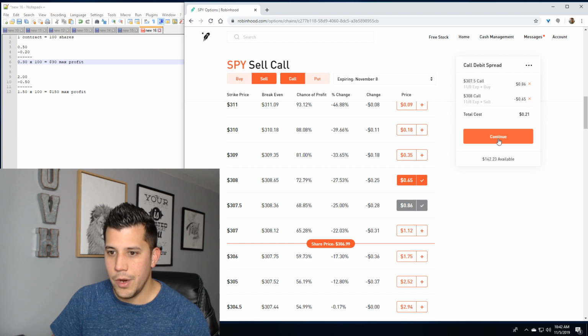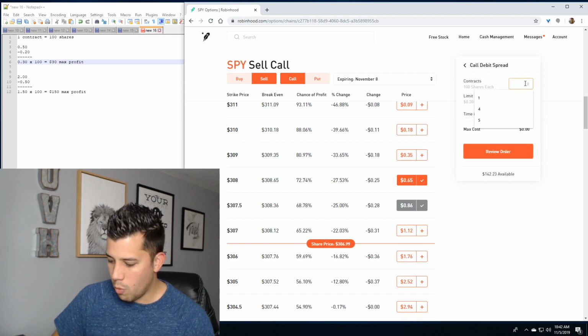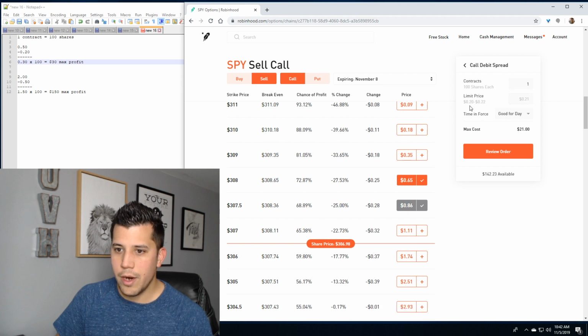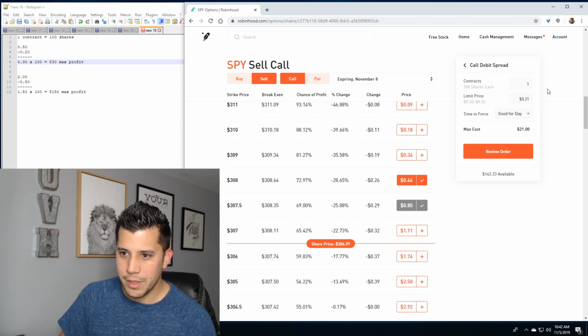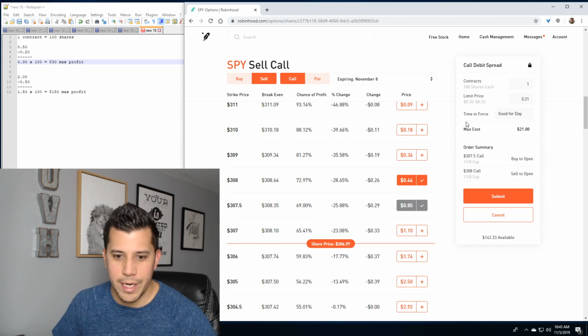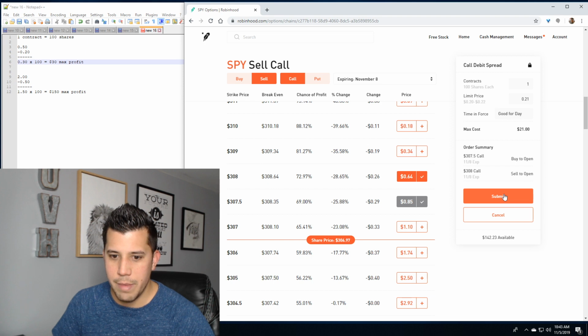Right now, this is going for 21 cents. I'm just going to hit continue and put a one lot in there. So I'm just going to buy one. You can see here the bid and ask. The bid's 20 cents, the ask is 22 cents, so the mid price is 21 cents. I don't know if it's going to give it to us. We'll see what happens. Let me hit review order. Sometimes for spreads, you can let it sit there for a couple seconds and see if you get filled. So let me hit submit on this.